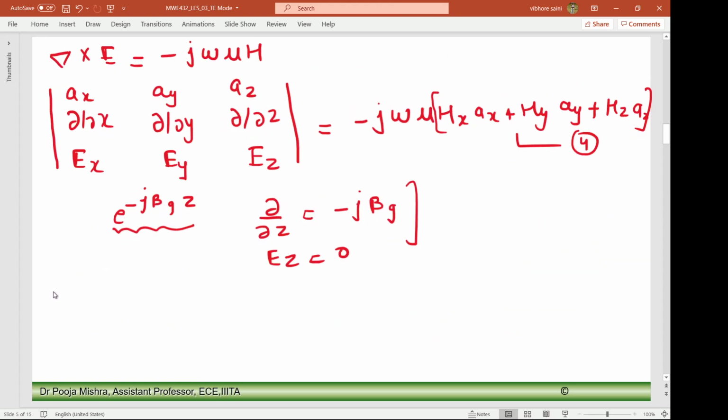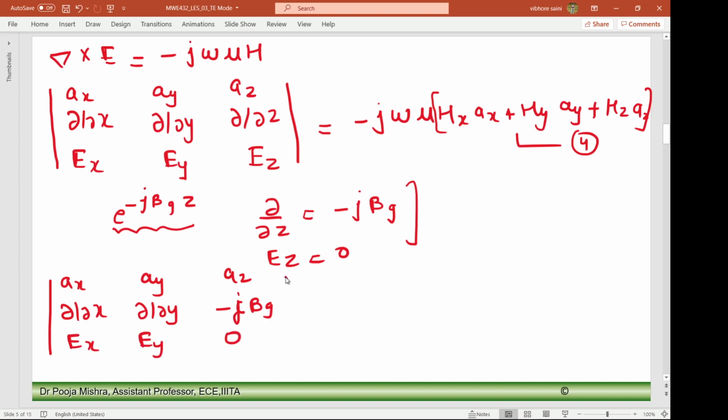Equation number 4 could be written as: we have Ax, Ay, Az; del by del x, del by del y, minus j beta g; and Ex, Ey, Ez is 0; is equal to minus j omega mu (Hx Ax plus Hy Ay plus Hz Az).